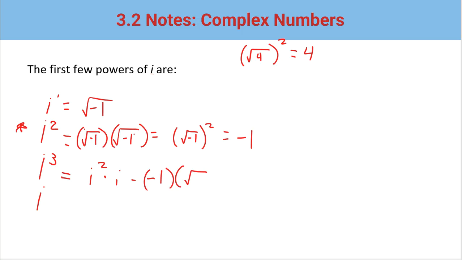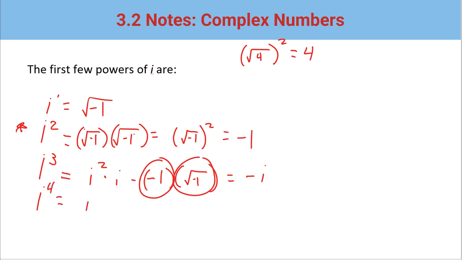And I know that i is the square root of negative 1. So i to the third is going to be the same as negative i, right? Here's my negative. Square root of negative 1 is i. Then I get to i to the fourth.